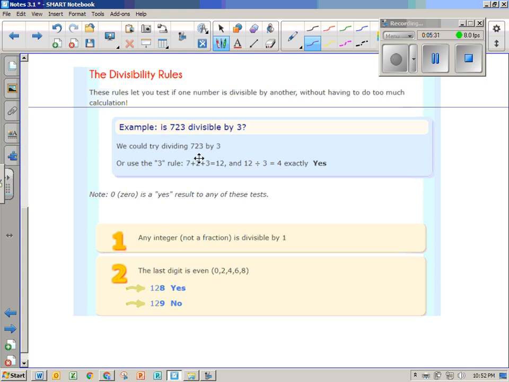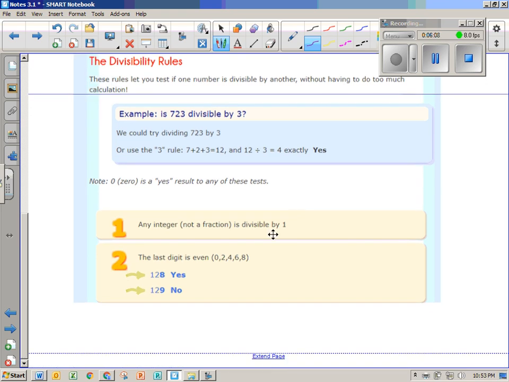One of the rules, here's just a quick example. The rule for 3 says if you add up all the digits of the number, and that sum is divisible by 3, then the original number is divisible by 3. So if you add 7, 2, and 3, you get 12. 12 is divisible by 3, so 723 is divisible by 3. All the rule does is tell you if it's divisible or not. It does not tell you the missing factor, like 3 times what is 723. You would have to use some division to get that. So let's take a look at our list. Obviously, every integer is divisible by 1.